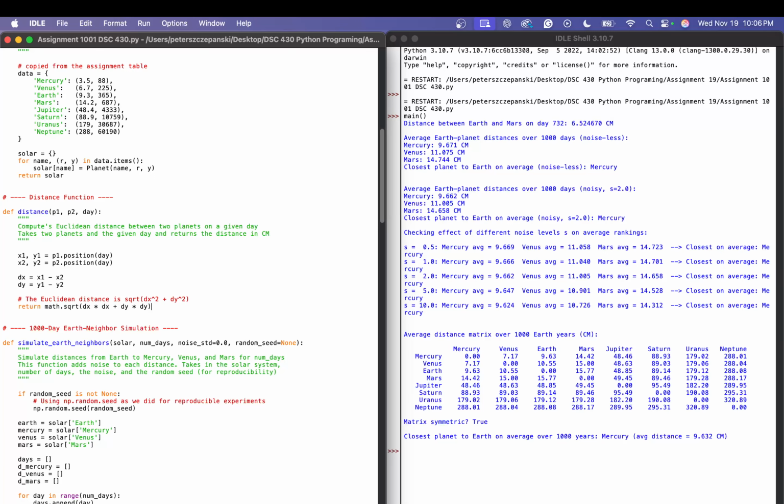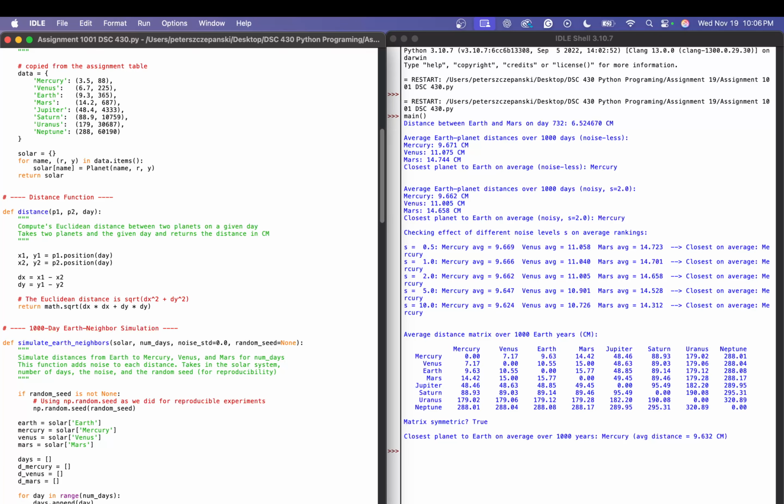Then S stands for the standard deviation, and I did np.random.normal with mean 0 and standard deviation S, and I had different S's. When S is increased, the average ranking of the planets basically does not change. The reason is that the noise has mean 0, so over 1,000 days it ends up canceling out.